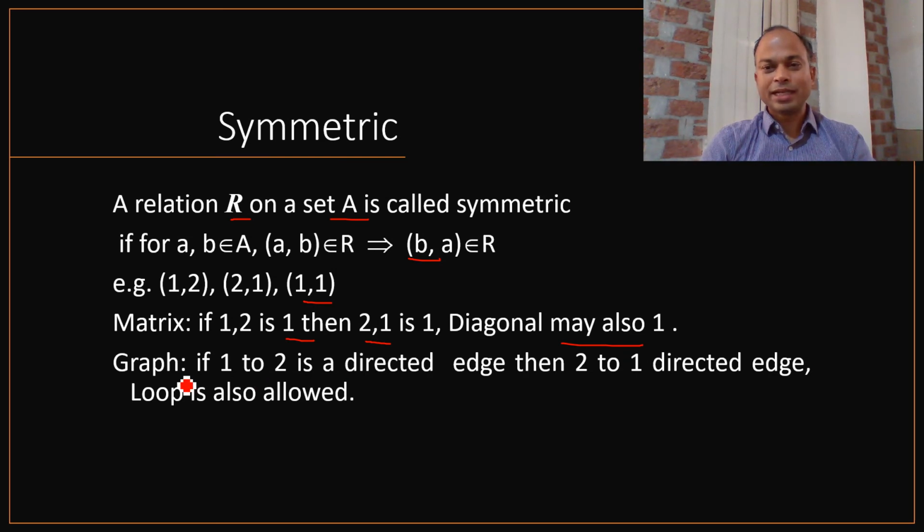If we talk about the graph representation, then in the graph we have the directed edge from 1 to 2. Then we also need the directed edge from 2 to 1, because 1, 1 also supports our symmetric property. Therefore, a loop is also allowed. In this way, we can make the matrix and graph of the symmetric property.